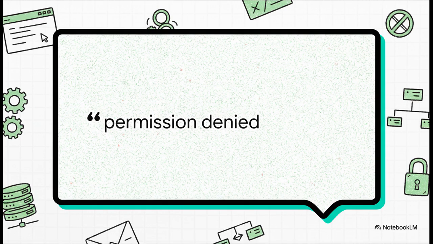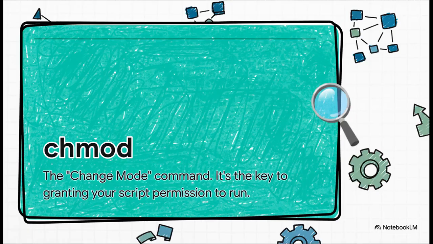Security comes first. See, just because you created a file, that doesn't mean the system will let you run it as a program. By default, new files are not executable. It's a safety feature to stop you from running something by accident. So how do we fix this? How do we tell the system, no, I really do want to run this?